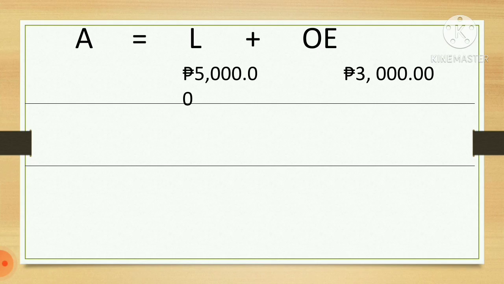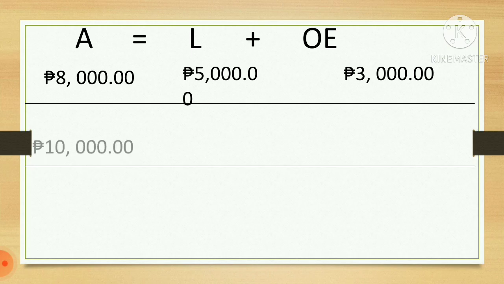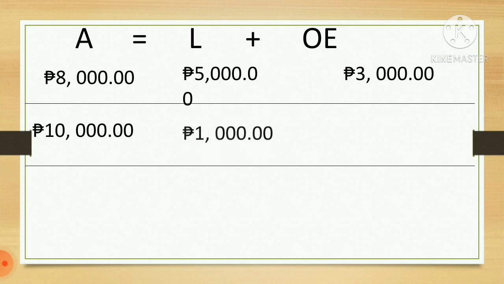So simply, just look at the equation. To get your asset, that's liabilities plus owner's equity. Therefore, 5,000 plus 3,000 is equal to 8,000. Therefore, your asset is 8,000. Now let's have another example. What if you're given an asset of 10,000 and the liability is 1,000? How much is the owner's equity?